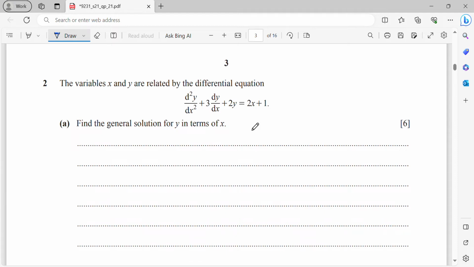Now for question 2. The variables x and y are related by the differential equation. Part A: find the general solution for y in terms of x. This is a second order differential equation. To solve this, we need to let the right side be 0.